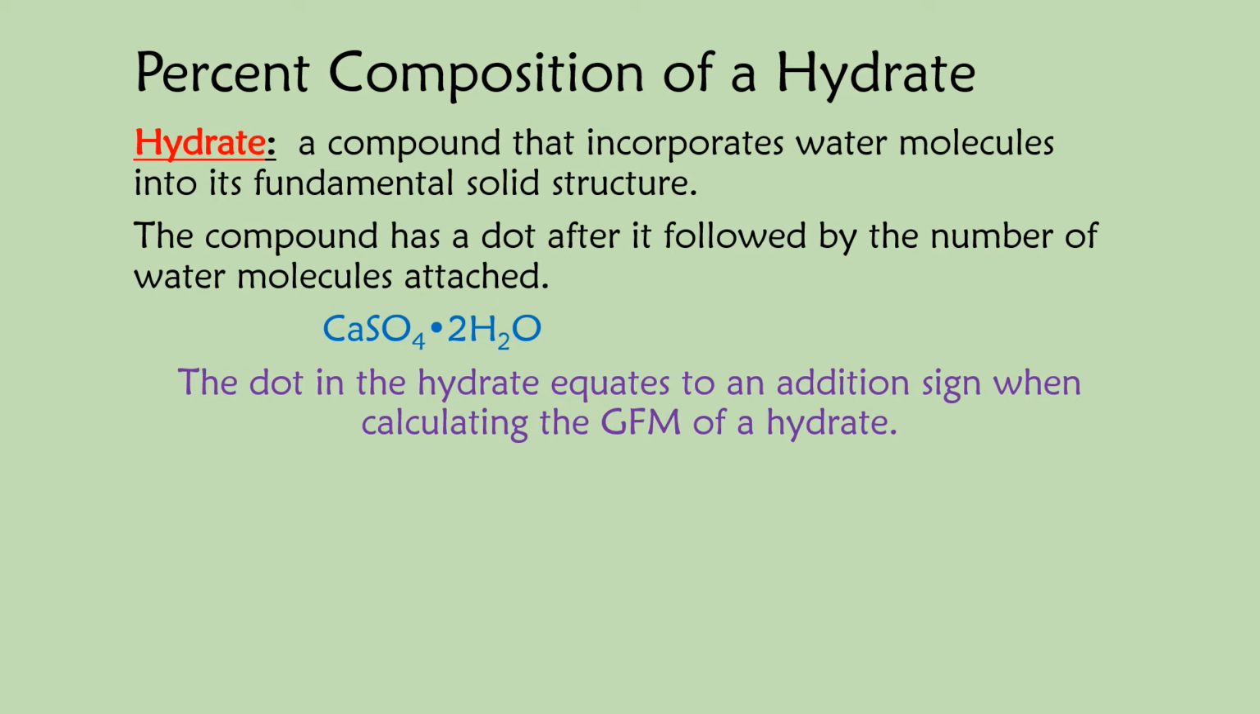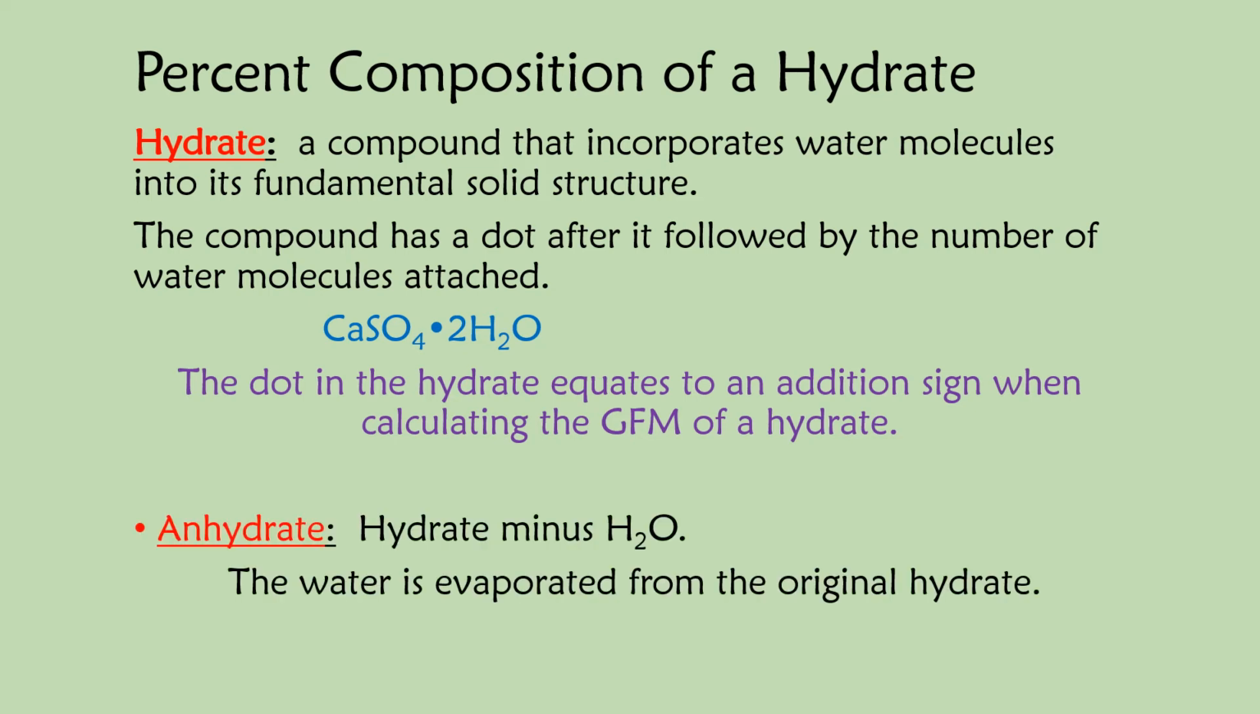When you are calculating the molar mass, that is just equal to a plus sign. So we add the mass of everything just like we do regularly whenever we are calculating the molar mass of any regular compound. So if you take out that water part from this molecule, in CaSO4, when it's in the hydrate form, if we let the water evaporate, that H2O part will be gone, and we are only left with the CaSO4, and that now will be an anhydrate, which means we just got rid of the hydrate part from this compound.